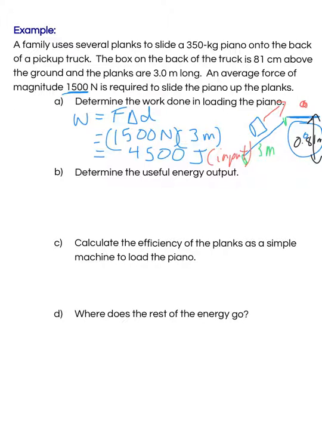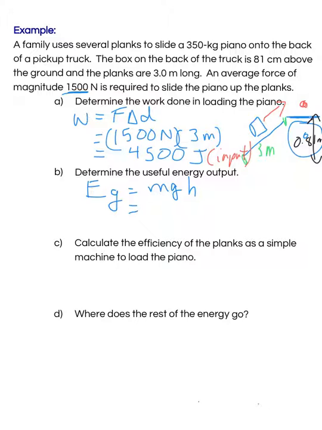Well, really, I just achieved work against gravity. I increased the gravitational potential energy of that piano by moving it upwards. So the useful energy was just the work that I did against gravity. That was the energy output. I just got it raised to a higher level.